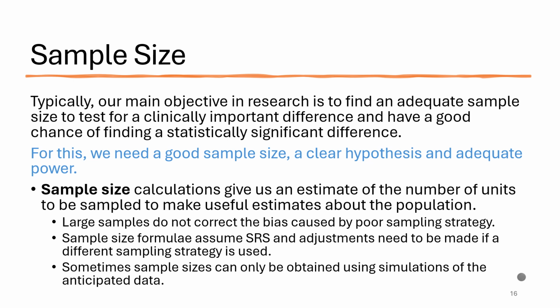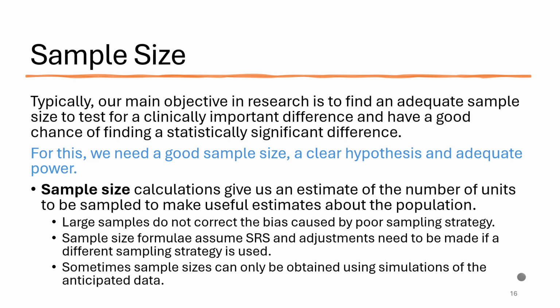Right. We would still talk about sample size calculations to an extent, but first we would just talk about sample size. So typically our main objective in research is to find an adequate sample size to test for a clinically important difference and have a good chance of finding a statistically significant difference. For this, we need a good sample size, a clear hypothesis, and adequate power. Sample size calculations give us an estimate of the number of units we need to sample to make useful estimates about the population. Large samples do not correct the bias caused by poor sampling strategy.